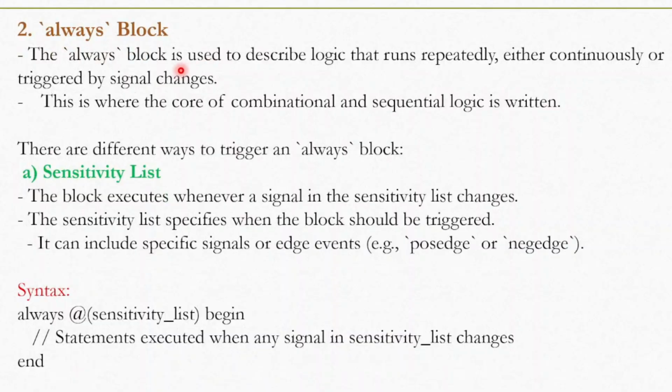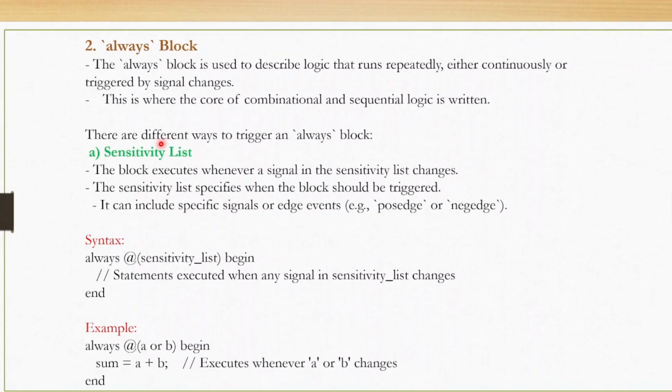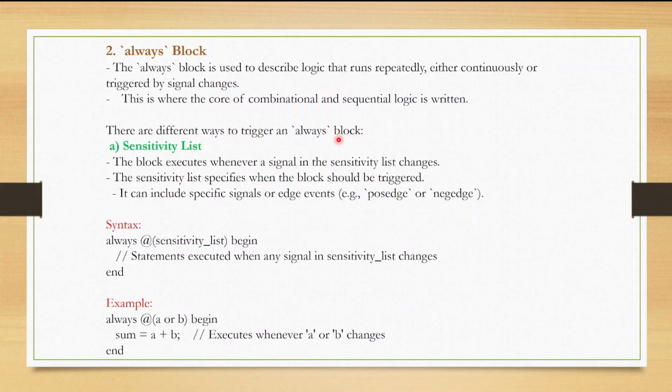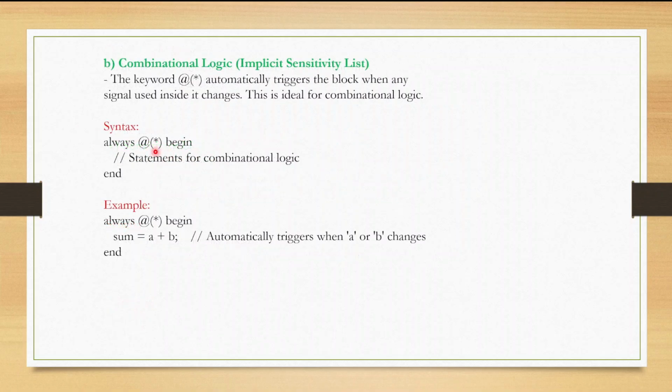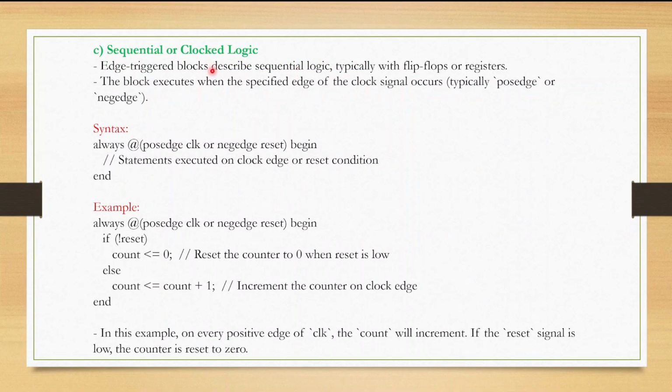For the always block, the always block is used to describe logic that runs repeatedly, either continuously or triggered by signal changes. This is where the core of combinational and sequential logic is written. There are different ways to trigger an always block. An always block can be triggered by a sensitivity list, or it is triggered by combinational logic, which is also called implicit sensitivity list, or it can be triggered by sequential or clock logic.